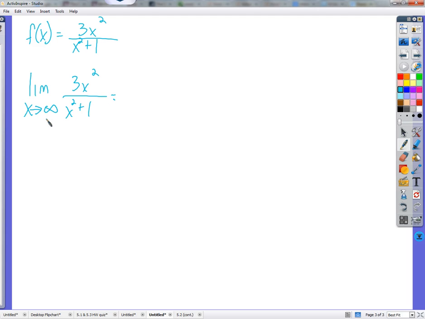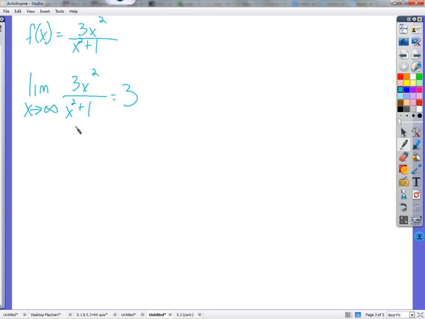Can you go through why it is 3? Well, the 1 in the denominator is just disregarded because x squared is so much more significant. When x is so big, 1 is so insignificant. And then x squared over x squared is 1, obviously, and so the 3 is what remains.